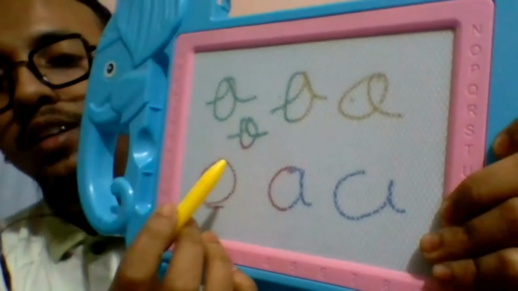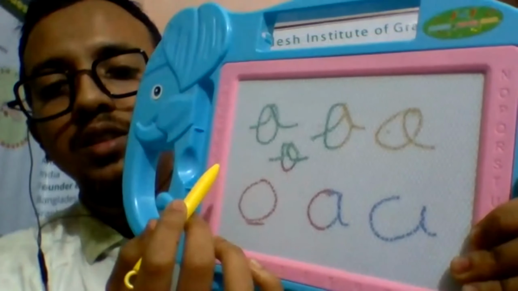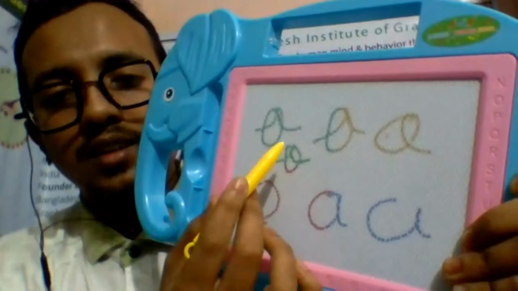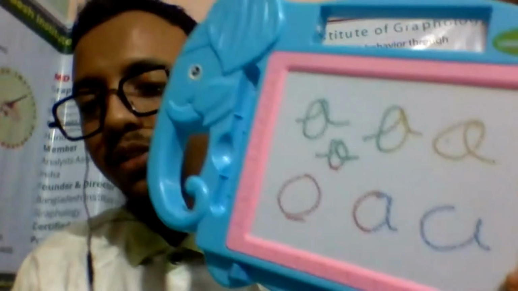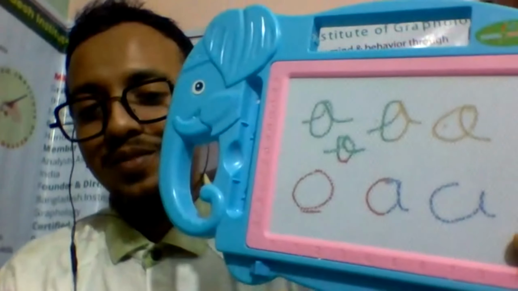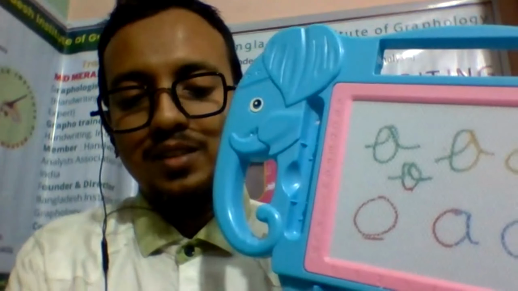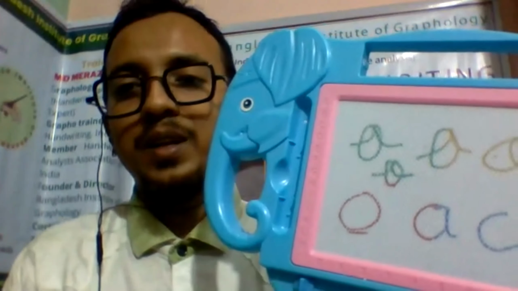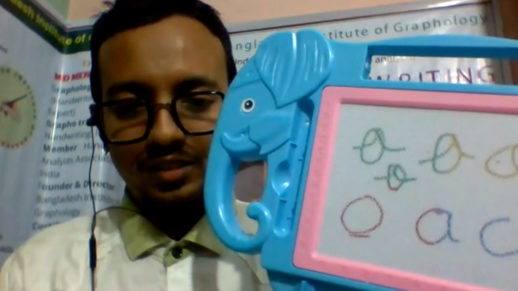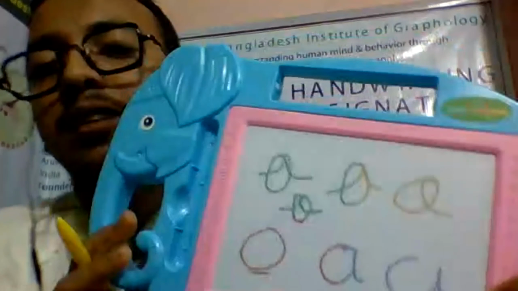Like this kind of A. Do you see that this kind of A, like this or this? Anyone? No. Anyone? But I have seen this kind of A many times.